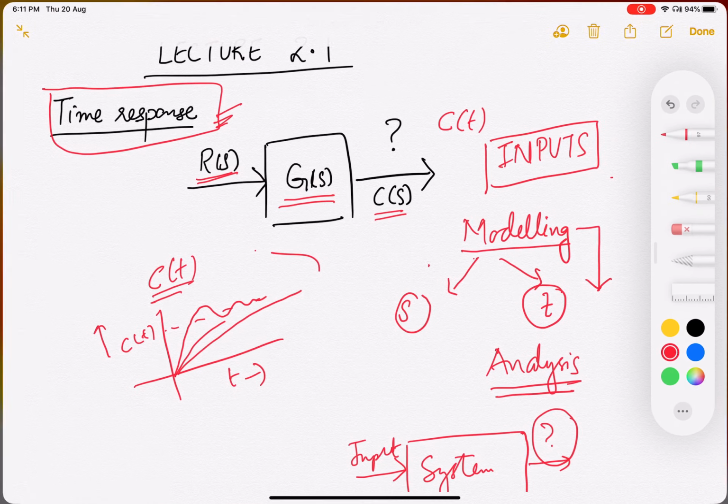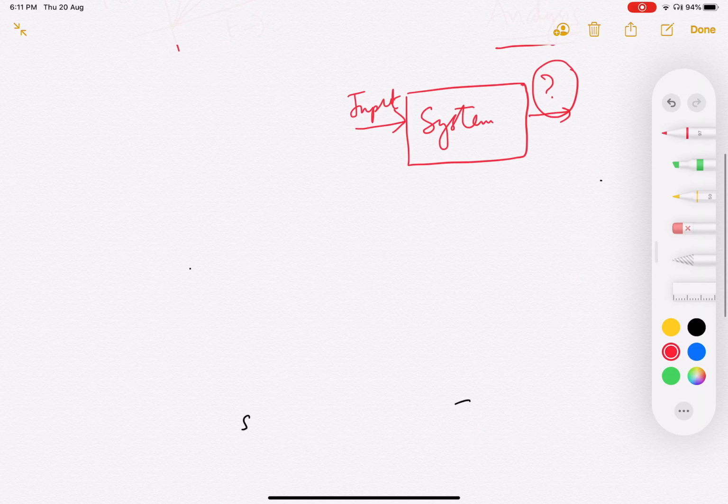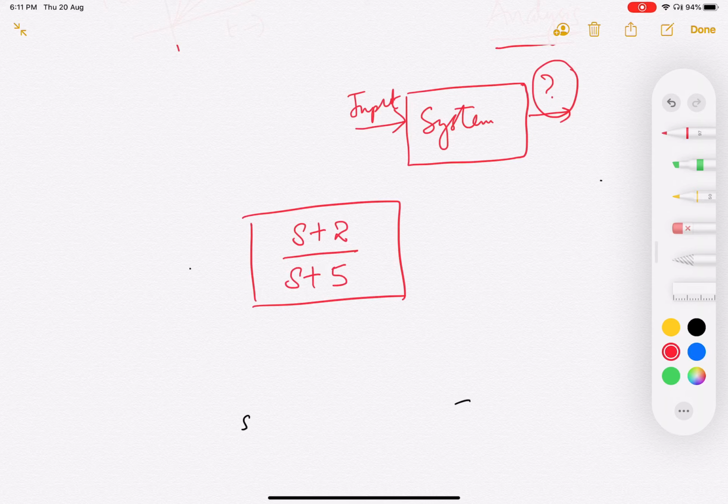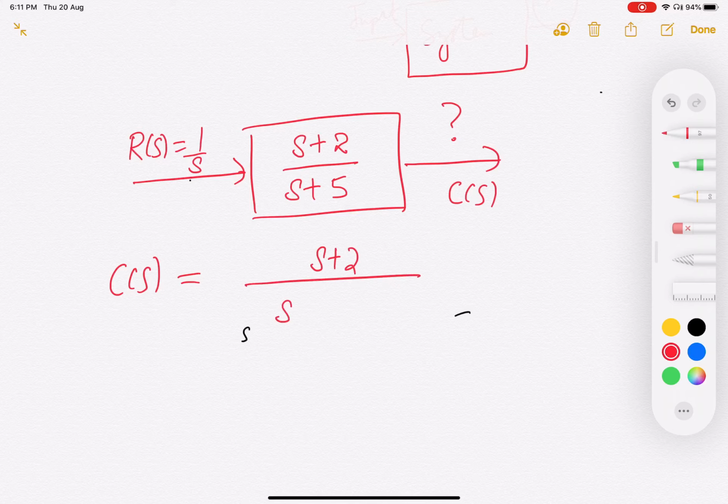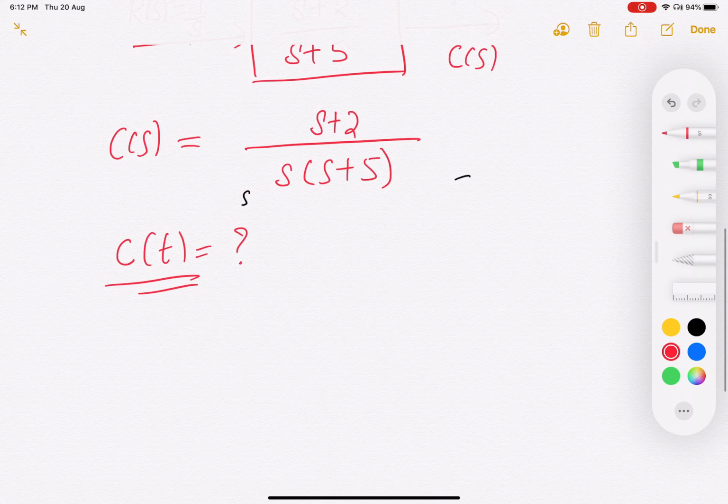So suppose you have any given transfer function. Let me take one transfer function, (s plus 2) divided by (s plus 5), and I'm applying a step input to this transfer function, right? So the question is, I know C(s) because C(s) is just going to be the product of these two, but the question is, do I know C(t), right? And I want to know C(t).